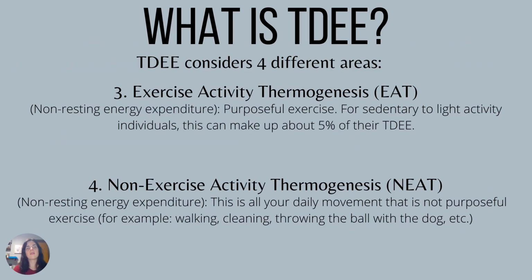So the third thing that is considered in TDEE is exercise activity thermogenesis, so EAT. This is purposeful exercise. This is when you actually go to the gym, when you're actually taking time out of your day to exercise on purpose. For people who are sedentary or lightly active, this is about 5% of their TDEE. When you're sedentary or lightly active, you're obviously not putting a lot of energy into exercise activity. But we'll talk more about this in a little bit too.